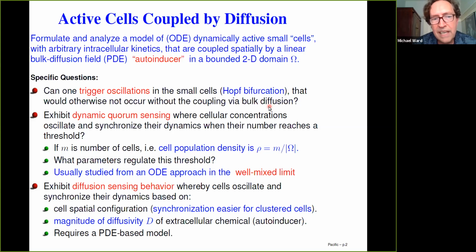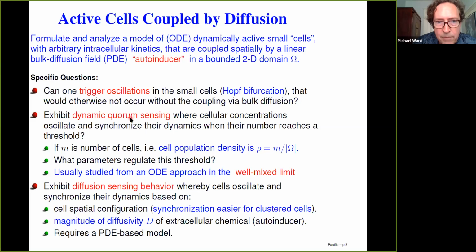In particular, there's a phenomenon that's known as dynamic quorum sensing, whereby cellular concentrations begin to oscillate and synchronize their dynamics when the number of such cells exceeds a threshold. If you think of capital omega here as being the area of the domain, this is usually regulated by a cell density parameter, which I call here rho. Usually in the past, dynamic quorum sensing behavior has been studied in the so-called well-mixed limit, where you end up getting basically an ODE system with a global coupling through a mean field, right?